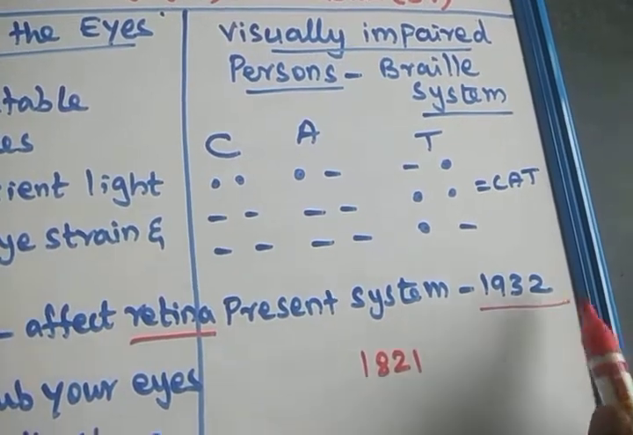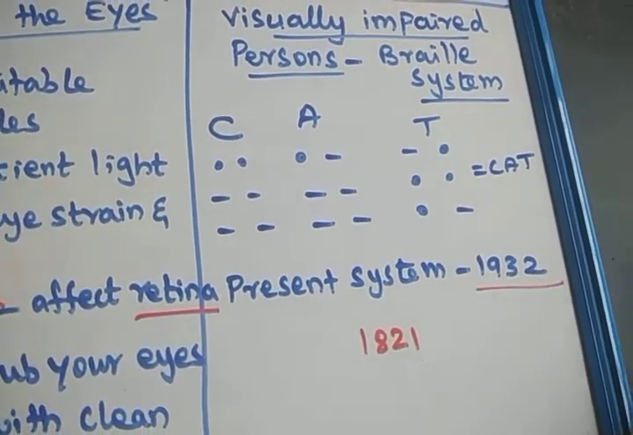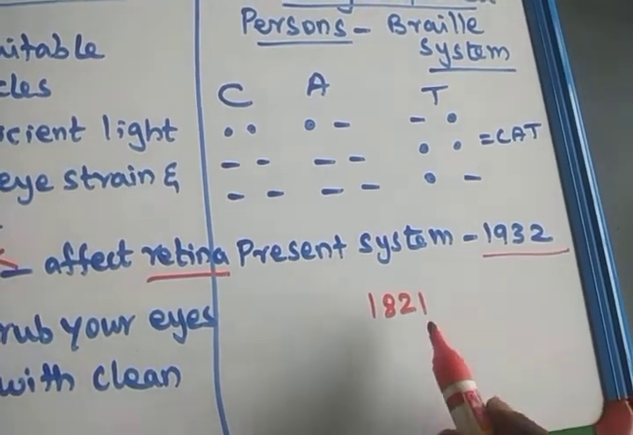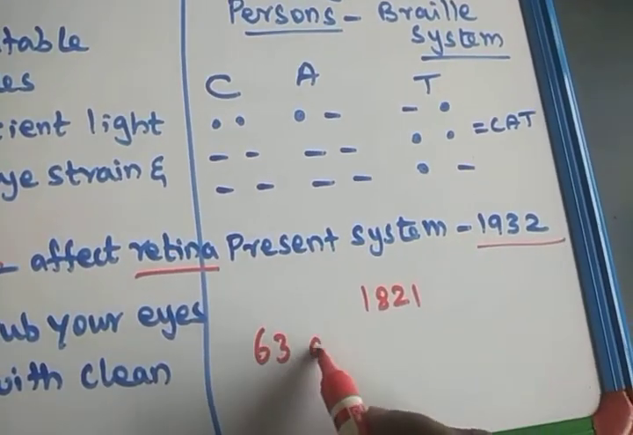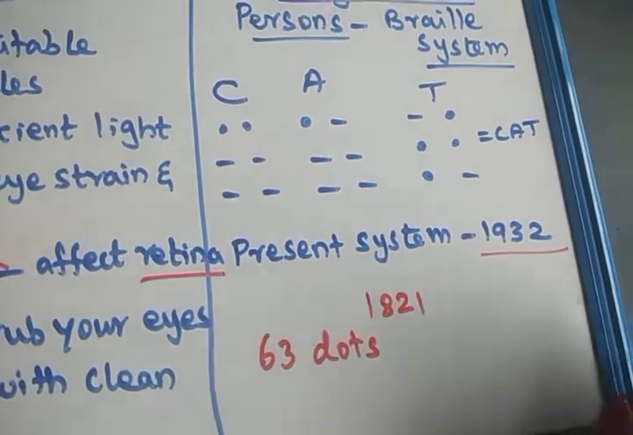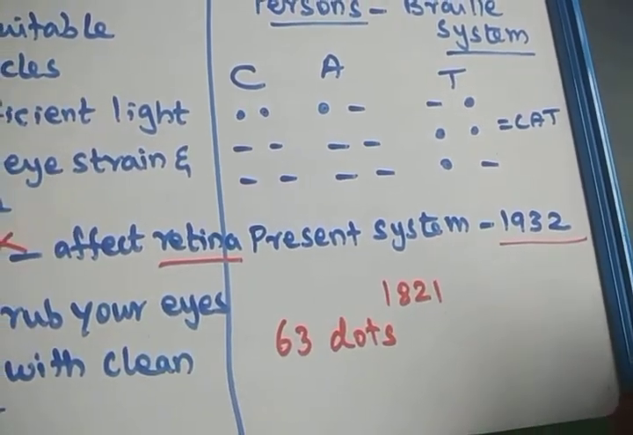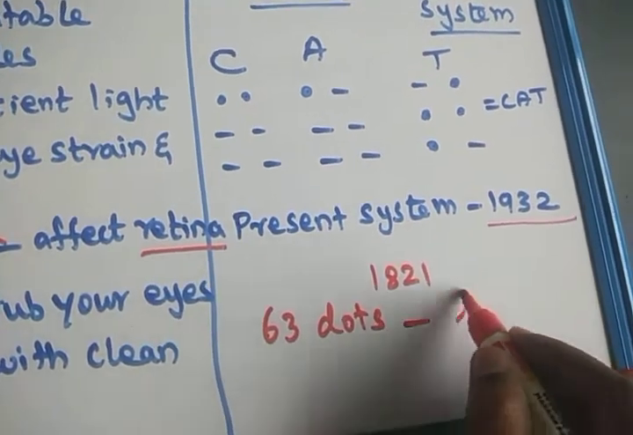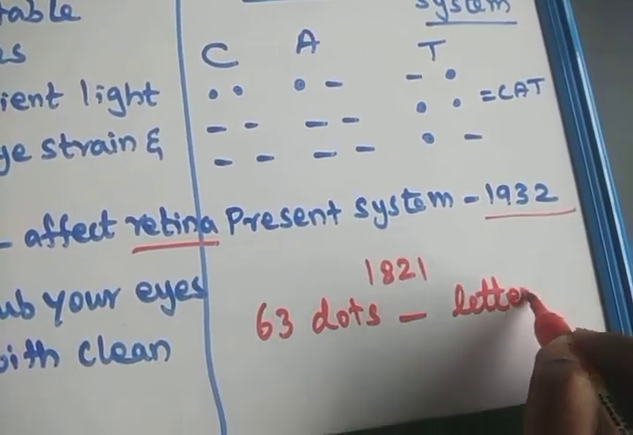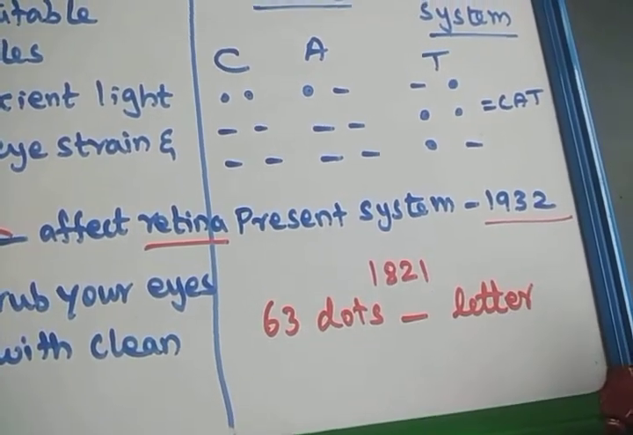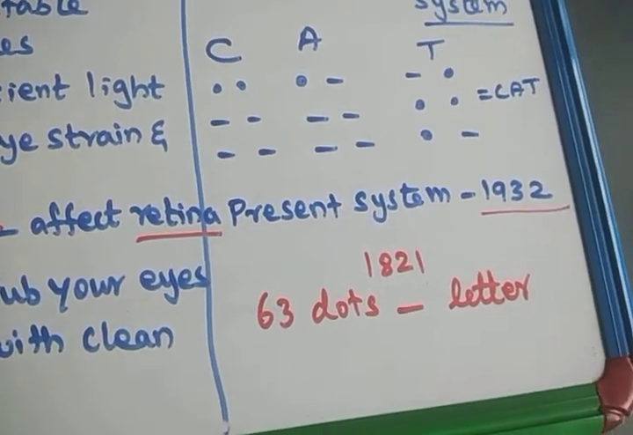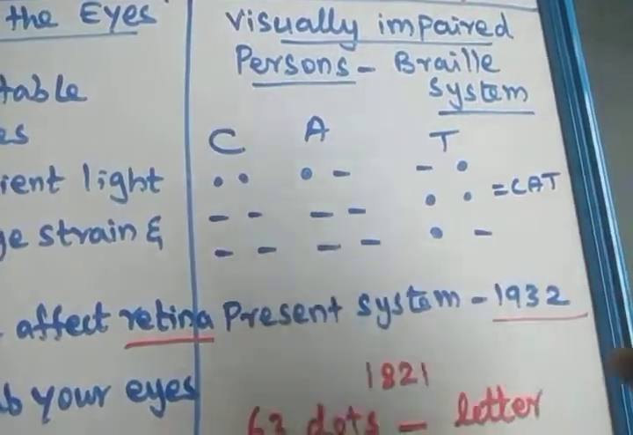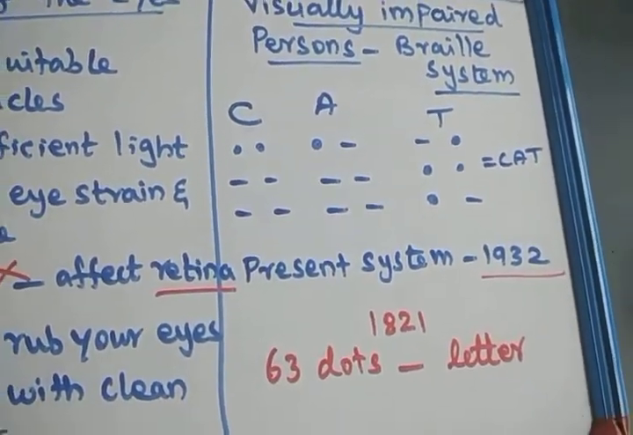The present system was adopted in 1932. The Braille system has 63 dot patterns or characters. Each character represents a letter. Each letter is a pattern, and each and every letter is combined to form a word or a sentence.